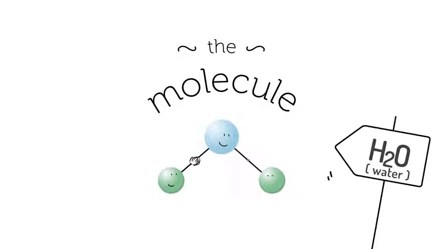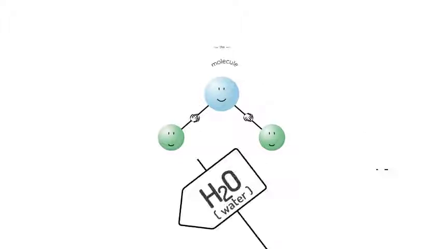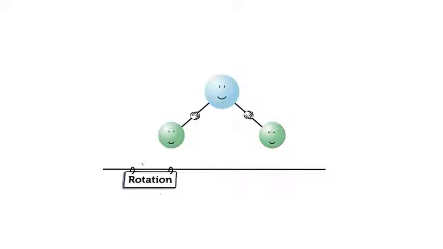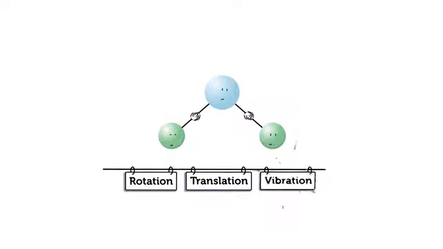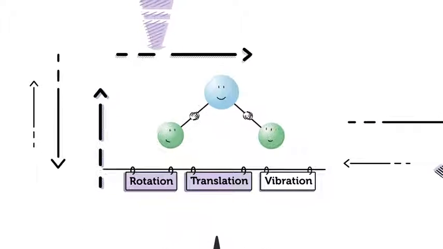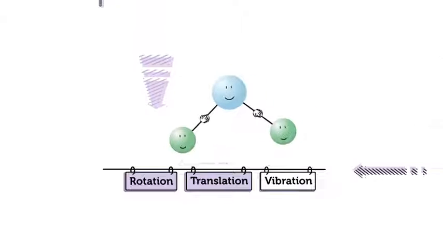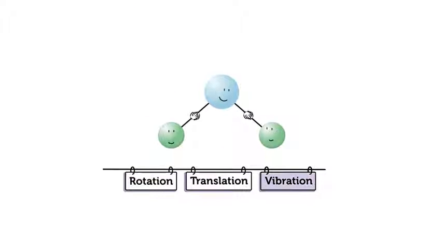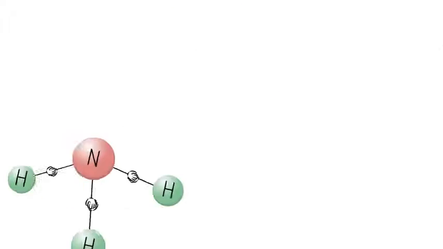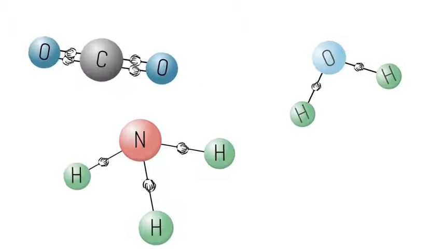For example, take molecules, atoms held together by covalent bonds. There are three basic ways molecules can move: rotation, translation, and vibration. Rotation and translation move a molecule in space, while its atoms stay the same distance apart. Vibration, on the other hand, changes those distances, actually altering the molecule's shape. For any molecule, you can count up the number of different ways it can move.